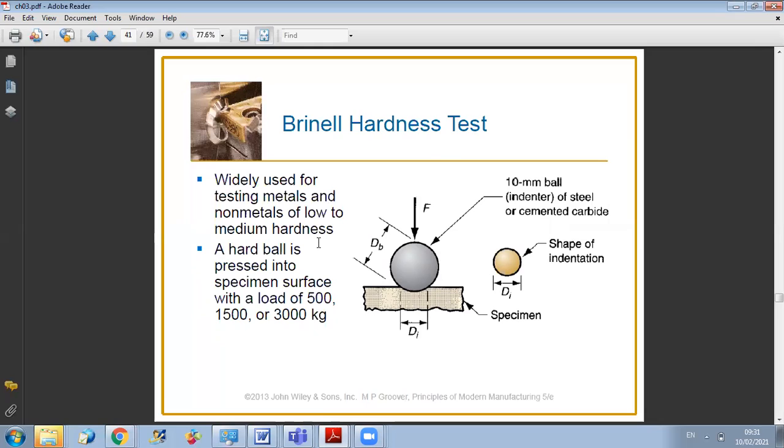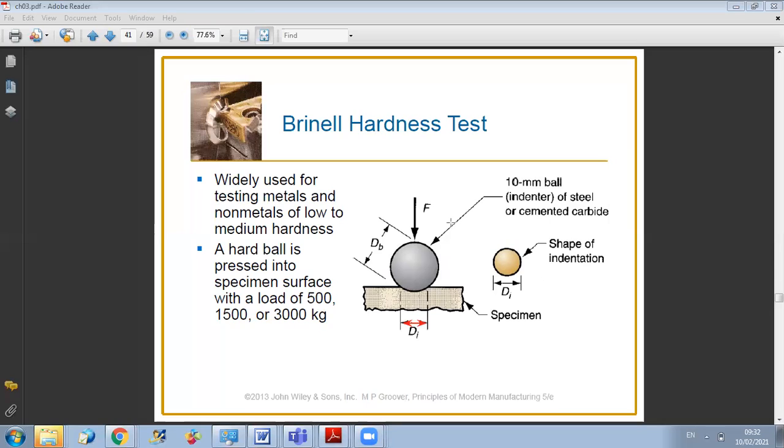In this test, a hard ball is pressed into a specimen surface with a load of 500, 1,500, or 3,000 kilograms. Under the effect of this force, we will have a certain indentation shape in the specimen, and the indentation will have a circular cross section. Okay, so by measuring the circular cross section here, we can come up with a relationship.